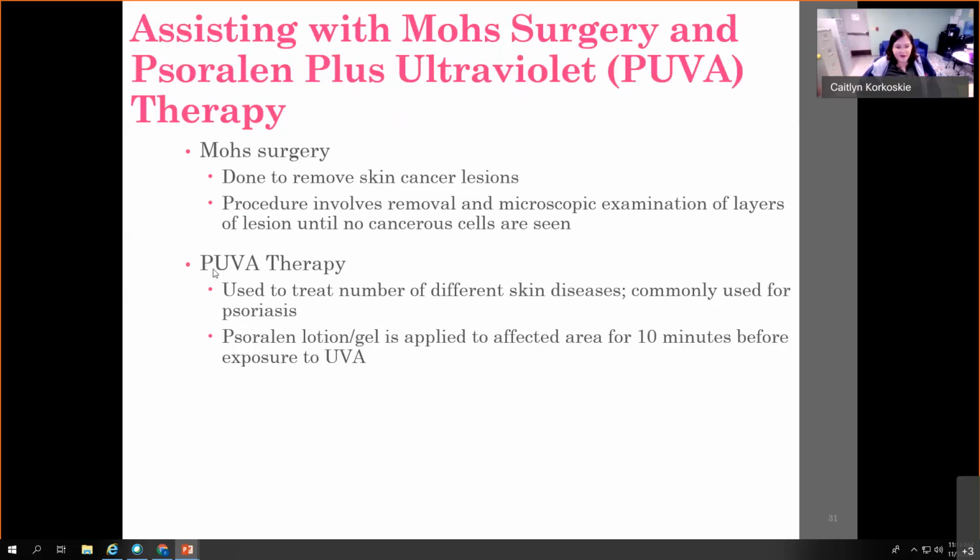I am not familiar with the ultraviolet therapy, so I'm not quite sure how that works, but I guess it's used to treat a number of different types of skin diseases, like psoriasis. So they use an ultraviolet type light in some gel, and then apply that to the affected area for about 10 minutes. I've not seen that before, but that does sound pretty cool.